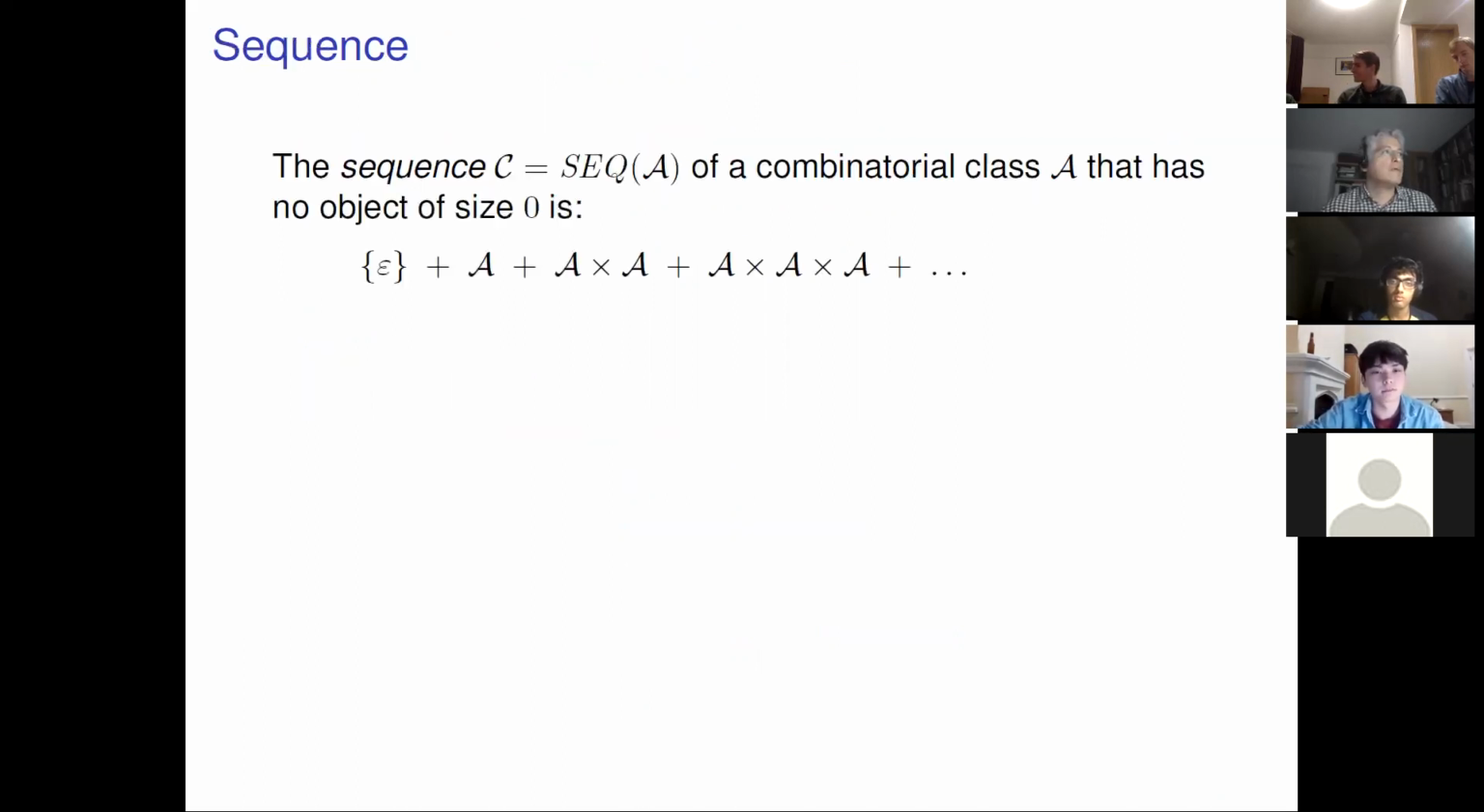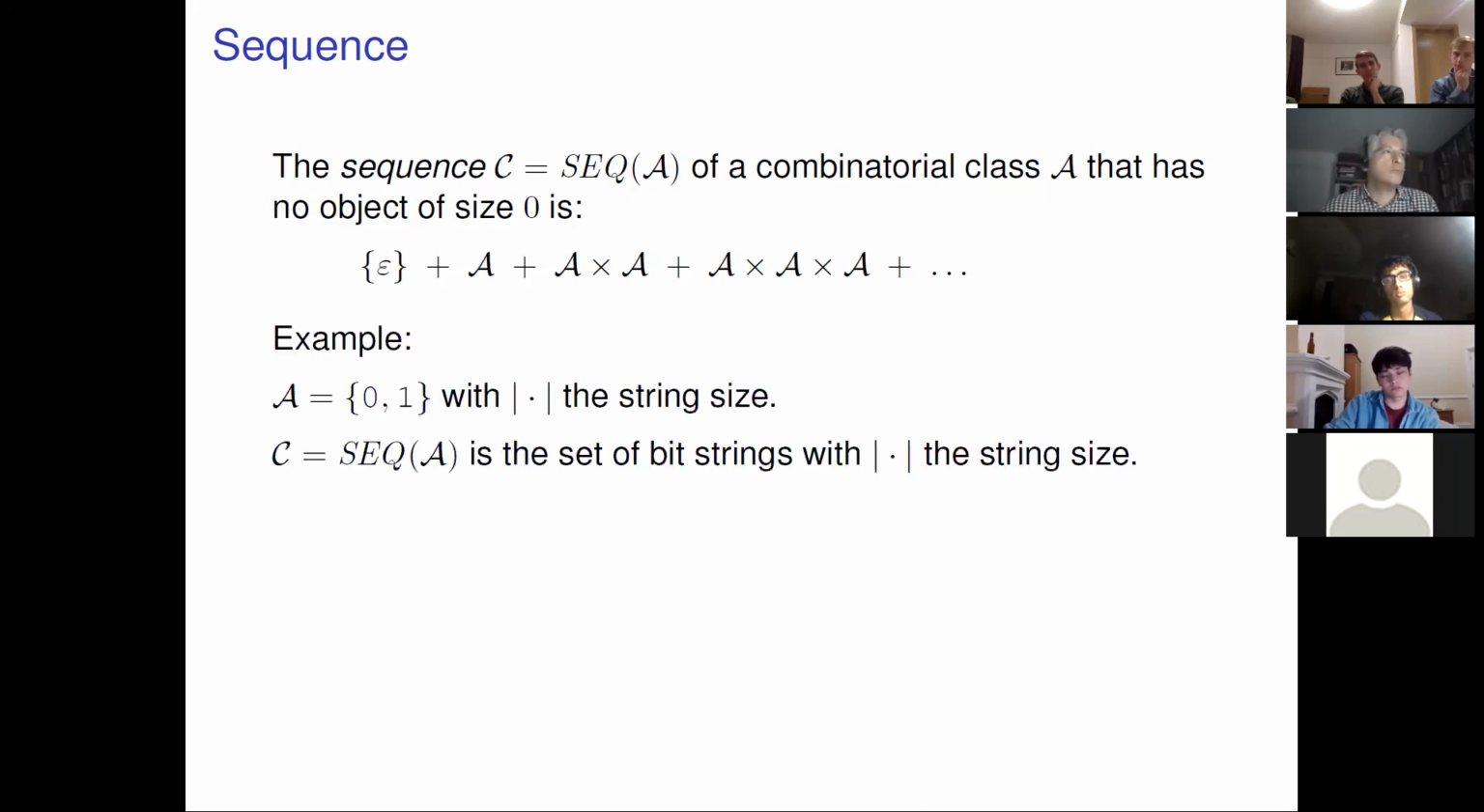Okay. Now, a third operation is a unary operation, which is the sequence of a given combinatorial class, the sequence based on that combinatorial class. That's defined as a combinatorial class that has no element of size 0. So that's just defined this way: the empty string, or A union A, union A squared, A cubed. So in this case, if A is {0, 1}, then C is the sequence of the bit strings, no? Which, as we saw before, has this generating function.